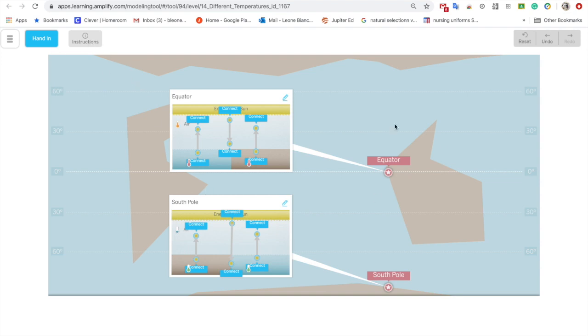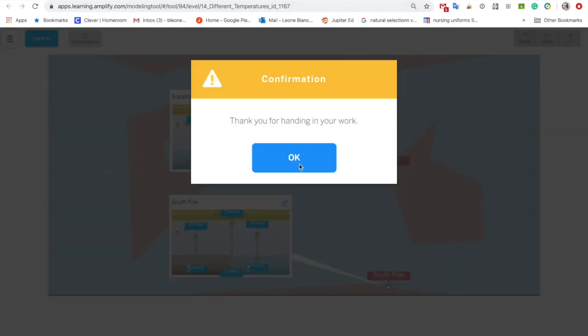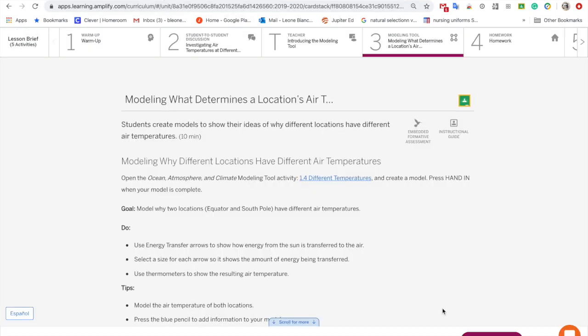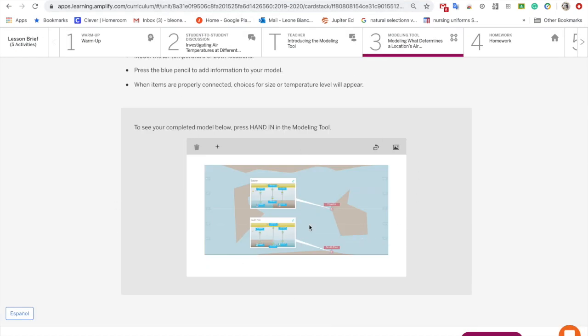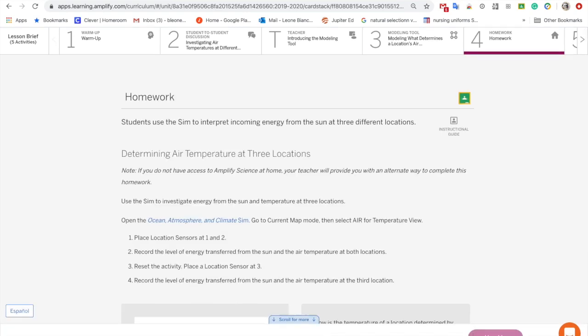When you're done, please make sure you click Hand In and go back. You'll see now that your image has automatically appeared here.